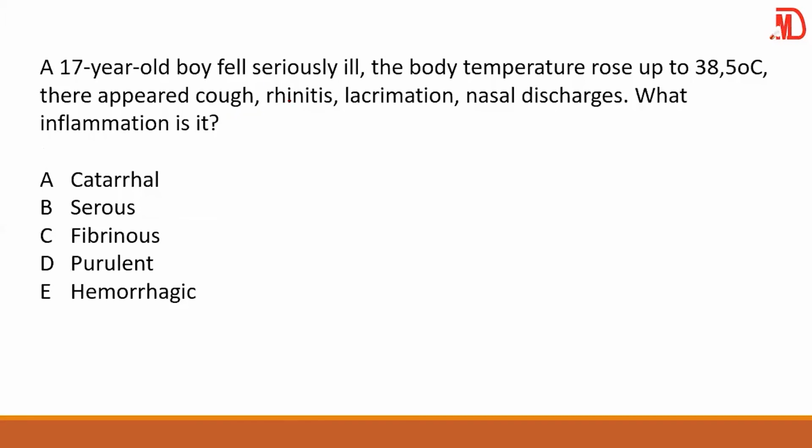A 17-year-old boy fell seriously ill. The body temperature is 38. There appeared cough, rhinitis, lacrimation, and nasal discharges. What type of inflammation is it? Obviously, you are thinking of a catarrhal type of inflammation. Sometimes patients even know this. They say, I have a catarrh. When they say they have catarrh, it means they are coughing and having a runny nose, that's rhinitis or inflammation in the mucosa of the nose, with nasal discharges. So this phenomenon is catarrhal inflammation. So here you are looking at catarrh.